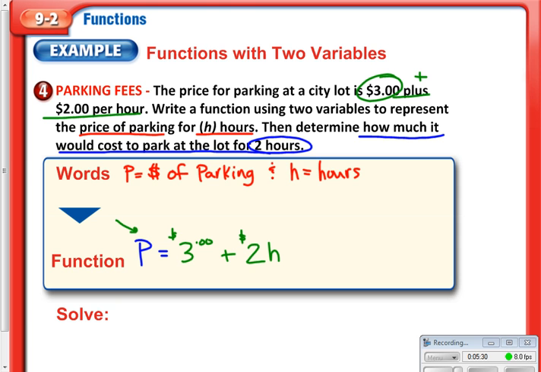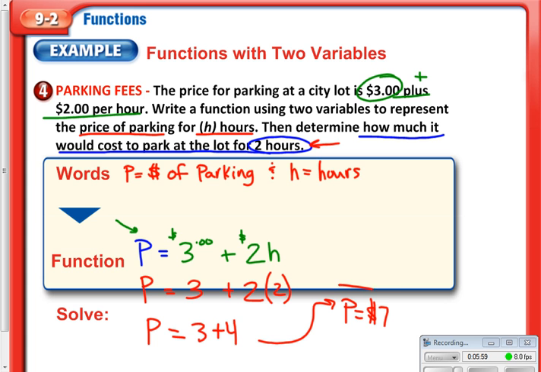Next we're going to have to solve for 2 hours. If we park for 2 hours, we're going to figure out what it costs us to park. So right below my function, I'm going to write it out. P equals 3 plus 2, and in for H is 2, as stated above, 2 hours. So your price for parking is 3 plus 4, and your price, P, equals $7 to park.